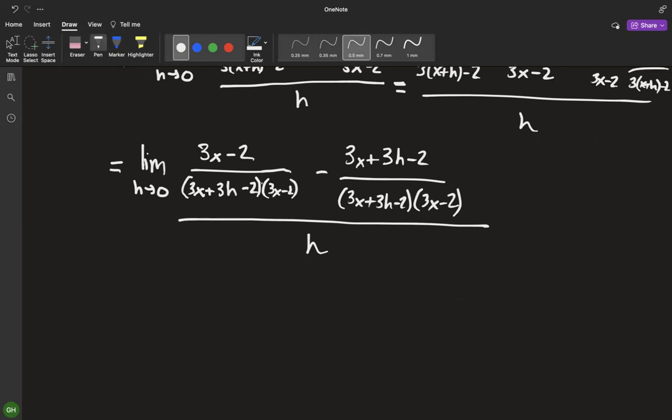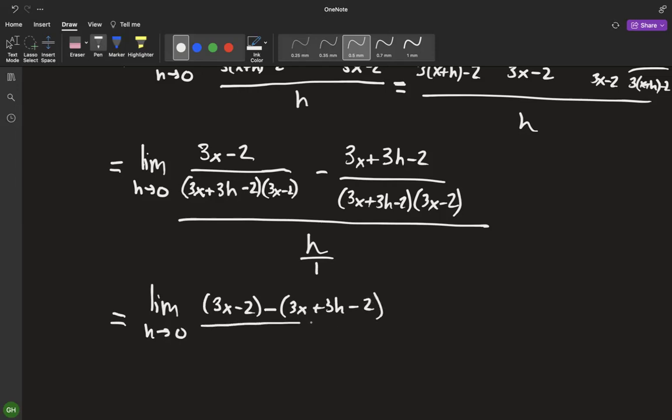All right, so the whole point of this is now the denominators on top are the same, meaning I could combine these into one big fraction on top. And as the same step, I'm going to say that this h is the same as h over 1. So if I'm dividing by this, I can multiply by its reciprocal. So this is going to be 3x minus 2 minus 3x plus 3h minus 2 divided by the common denominator, times the reciprocal of h, which is 1 over h.